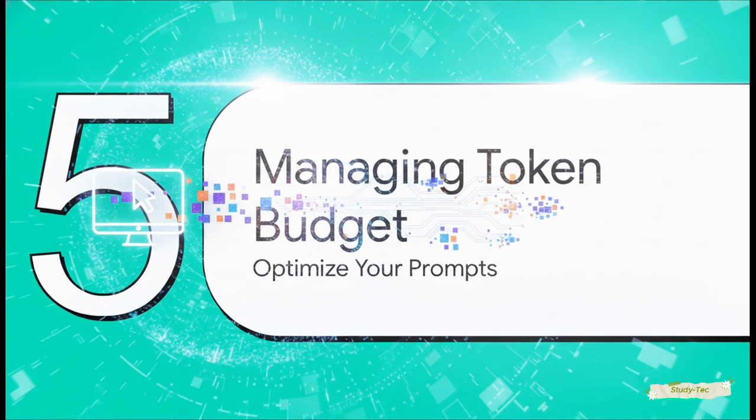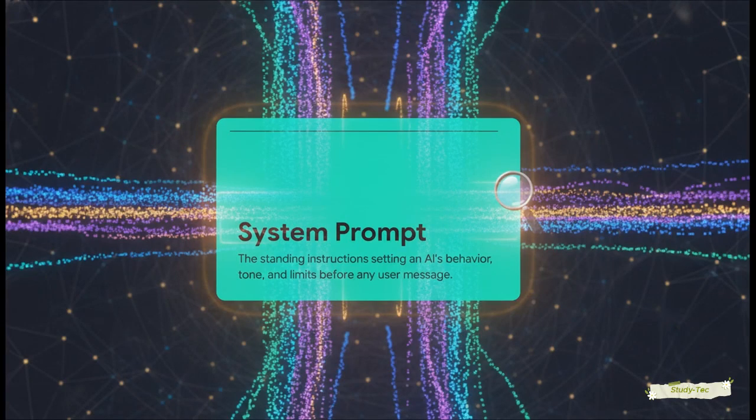Section 5. Managing your token budget. Optimize your prompts. So why does all this actually matter to you when you're just sitting there staring at a blinking cursor? Well, because every single token matters, the most powerful way to manage your budget is through what's called a system prompt. Think of a system prompt as a standing instruction set that sits at the very top of the AI's context stack. It defines the AI's role, its tone, its specific domain knowledge, and its strict limitations, all before you ever type a single message.